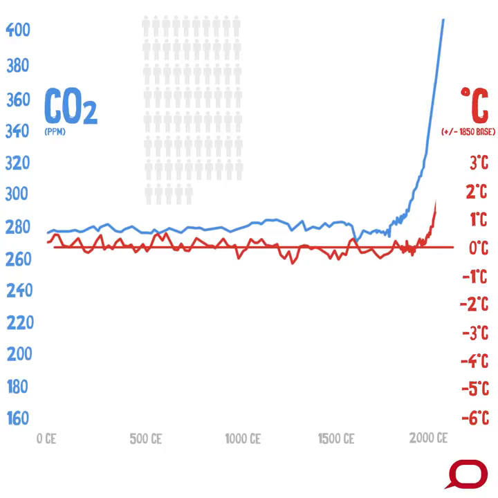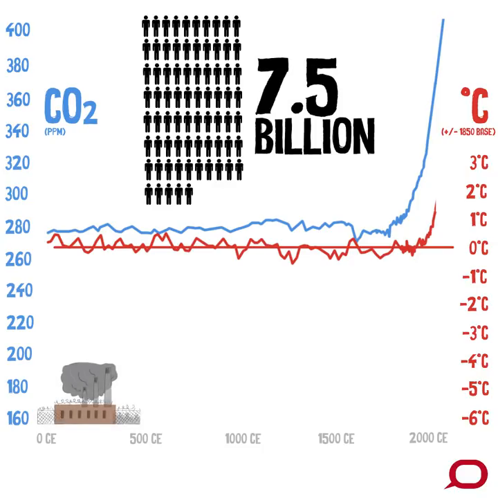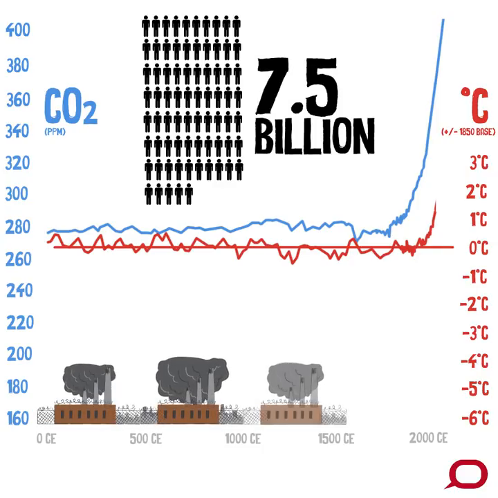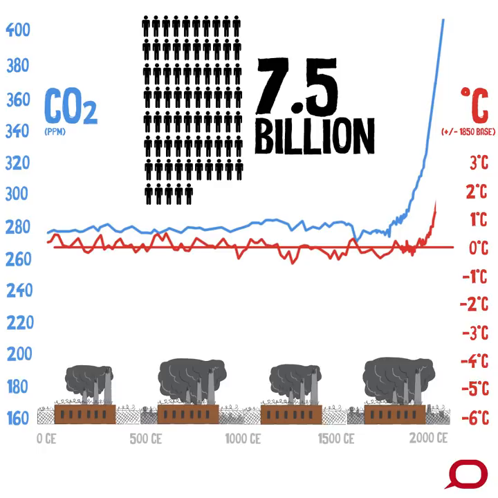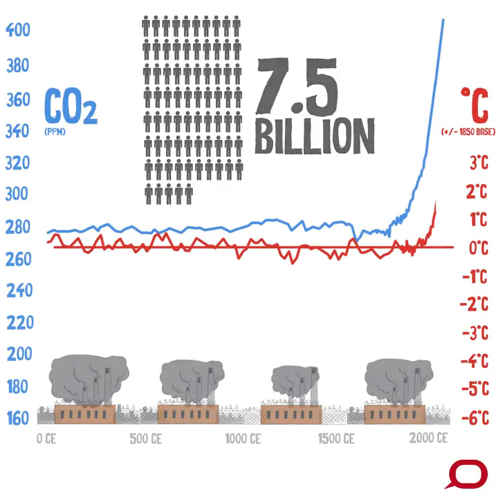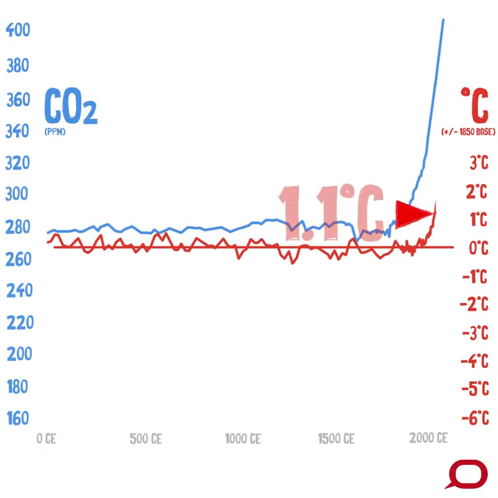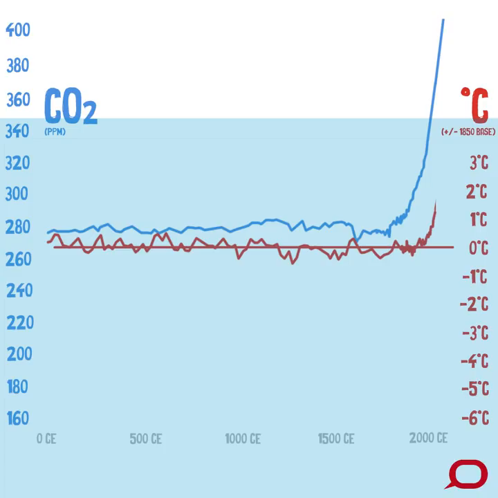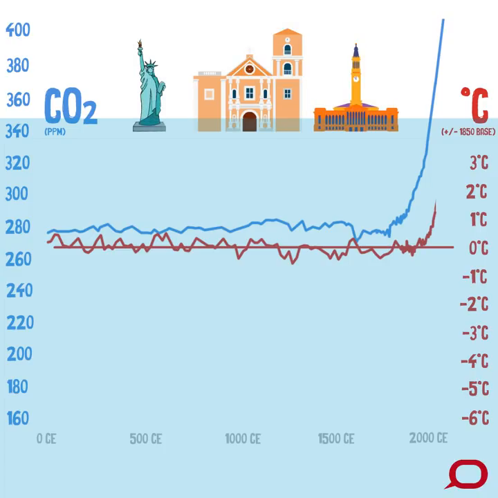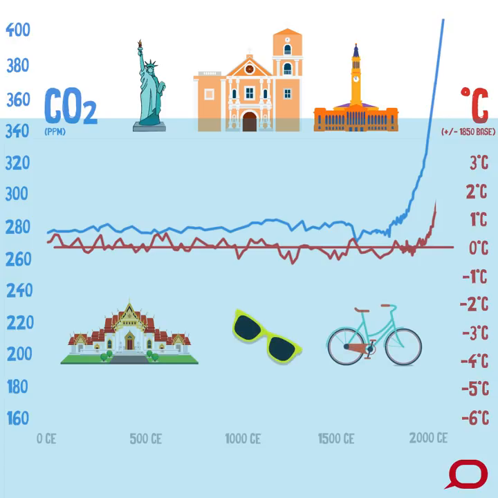And our population is at 7.5 billion people, with many cities around the world rapidly developing, increasing their CO2 output year on year. Our current temperature is about 1 degree Celsius above pre-industrial levels. This might not sound like much, but the last time our climate was that warm was the last interglacial period, when sea levels were 6 to 9 meters higher, enough to creep into cities like New York, Manila, Brisbane, and flood Bangkok, Miami, Amsterdam, and many more.